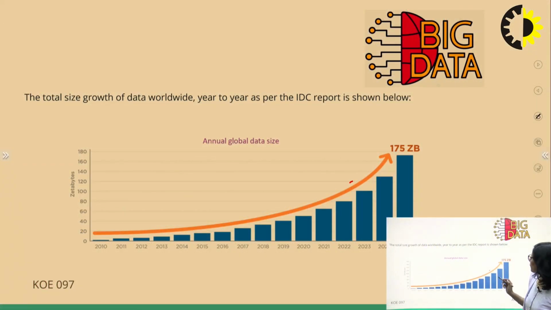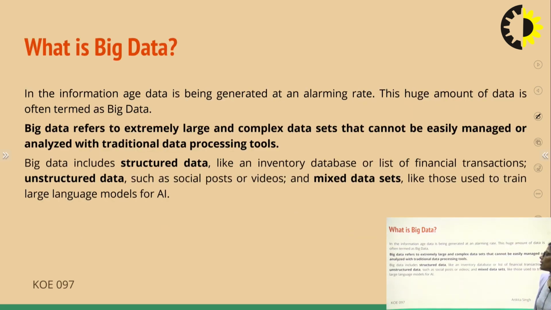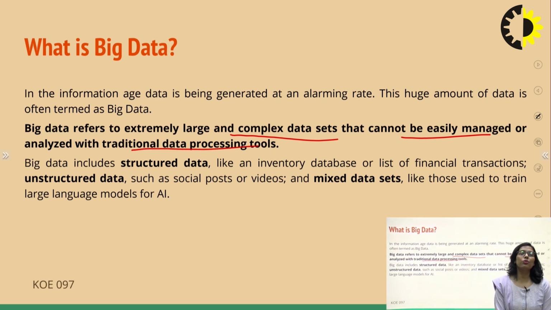According to the IDC report, in 2025, we will be generating around 175 zettabytes of data. Now, 1 zettabyte of data is equal to 10 raised to power 12 gigabytes of data. Could you imagine how much data we are generating? The definition of big data says, big data refers to extremely large and complex data sets that cannot be easily managed or analyzed with traditional data processing tools.